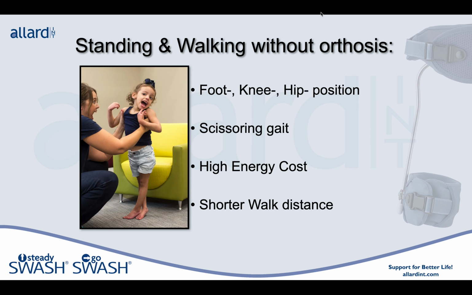Standing and walking without any orthotic intervention results in very poor positioning of the feet, knees, and hips. During ambulation, the result is scissor gait, and these kids expend a lot of energy just to ambulate. And because they're using so much energy, they're only able to walk short distances.